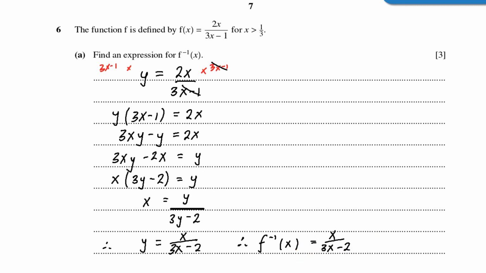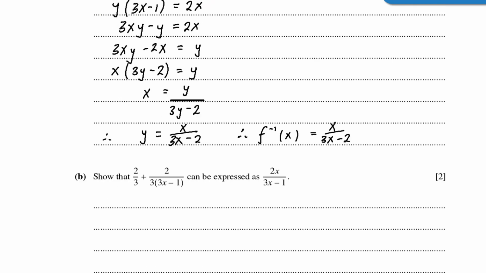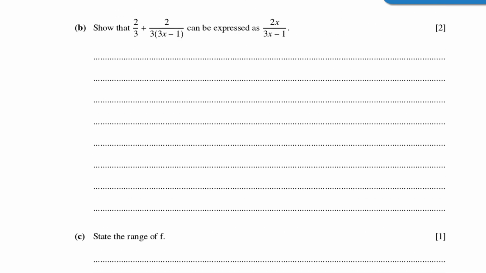Let's scroll down to part B. On part B, it says, show that 2/3 plus 2 over 3 of 3x minus 1 can be expressed as 2x over 3x minus 1. So here, we are saying, if we have these two fractions here, we can add them up by first finding the common denominator. And the common denominator here is 3 bracket 3x minus 1.